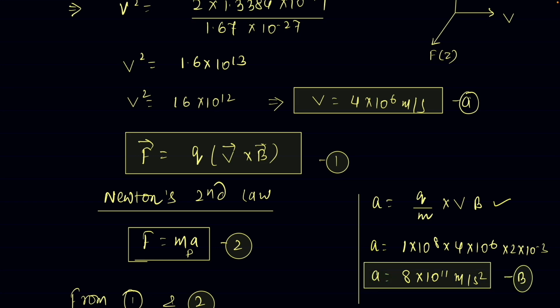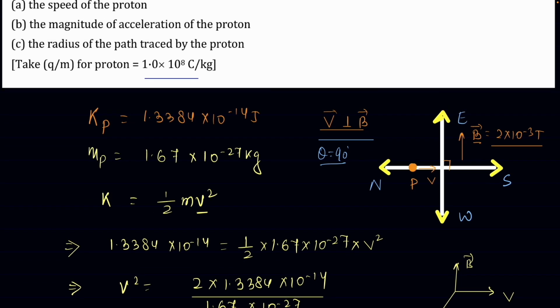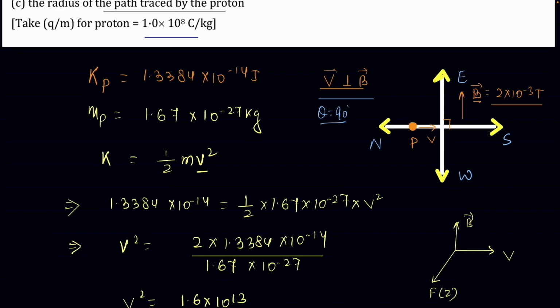Now what is the C part? In the C part, we have to find the radius of the path traced by the proton. When the force is acting on the system, because of the force, the proton will cover a circular path. Because in this case, a uniform magnetic field is present, and second, v is perpendicular to B. So in this case, it will form a uniform circular path.